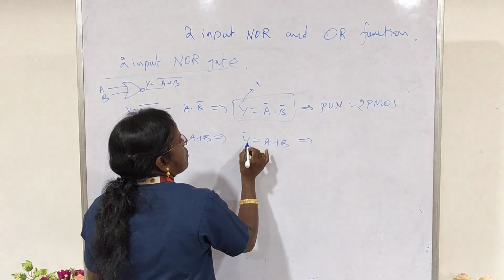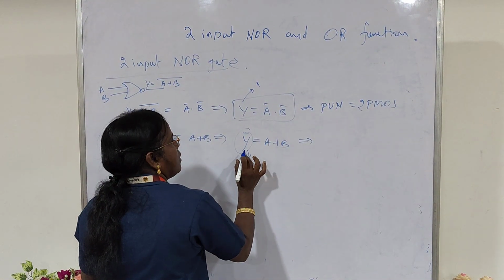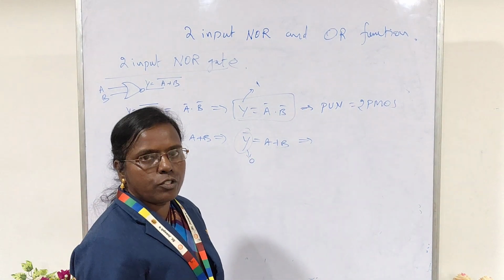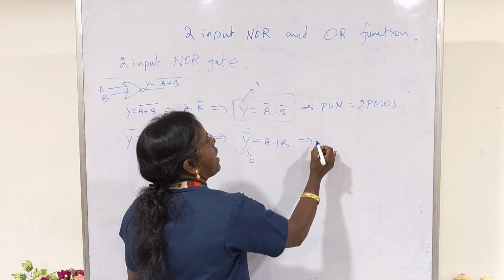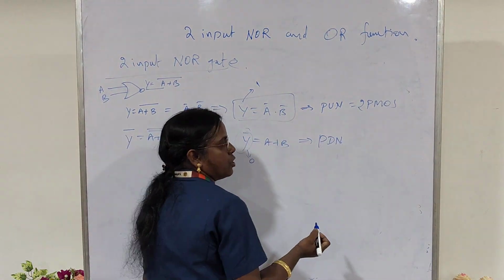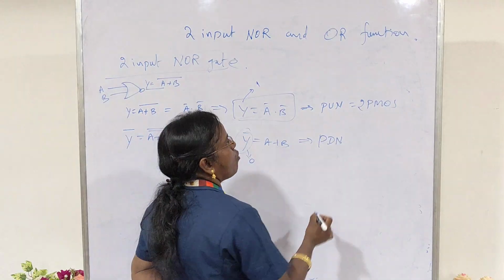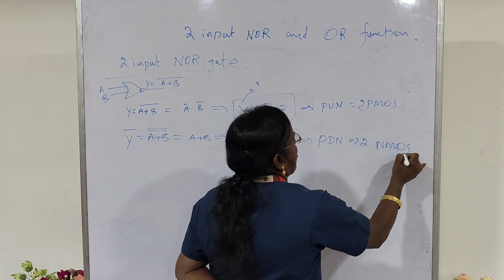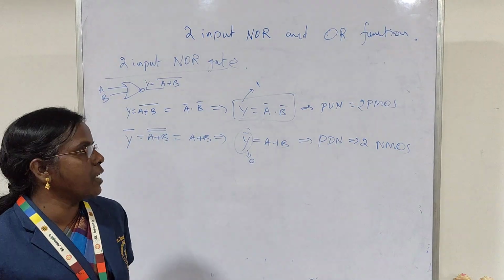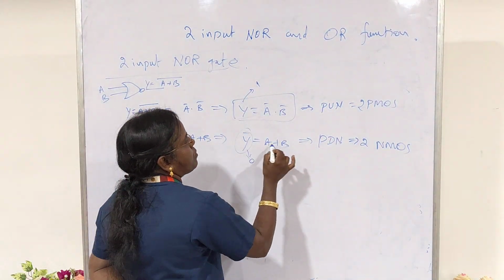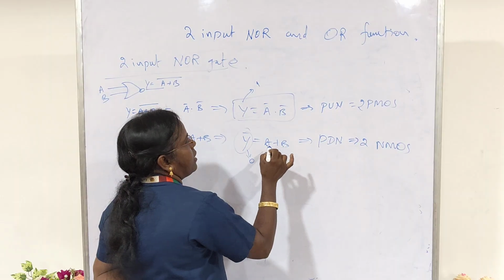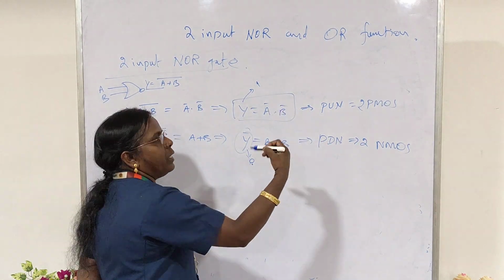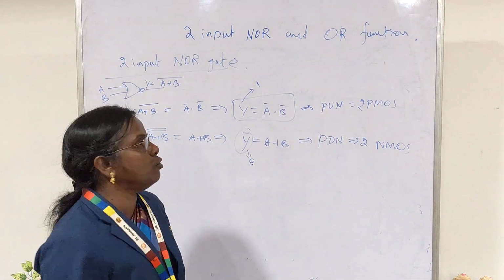So this Y bar will have the value of logic 0. Output logic 0 can always be implemented using the pull down network, by connecting NMOS transistors in this configuration, because we have used 2 input variables. So this A plus B should be implemented in the pull down network to generate logic 0. The A bar dot B bar should be implemented in the pull up network to generate logic 1.